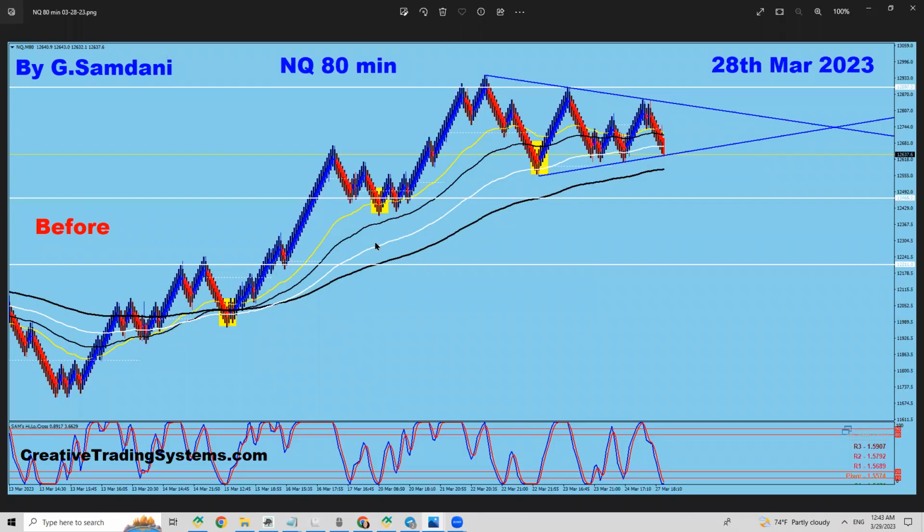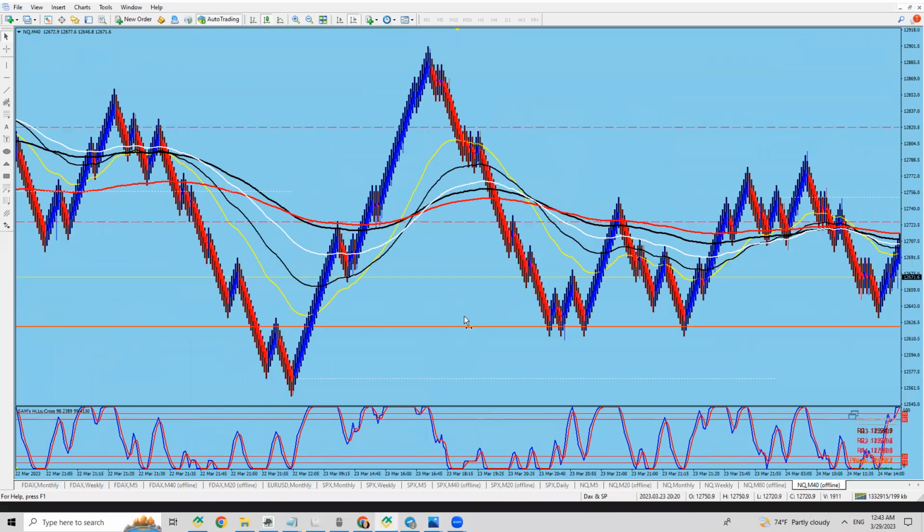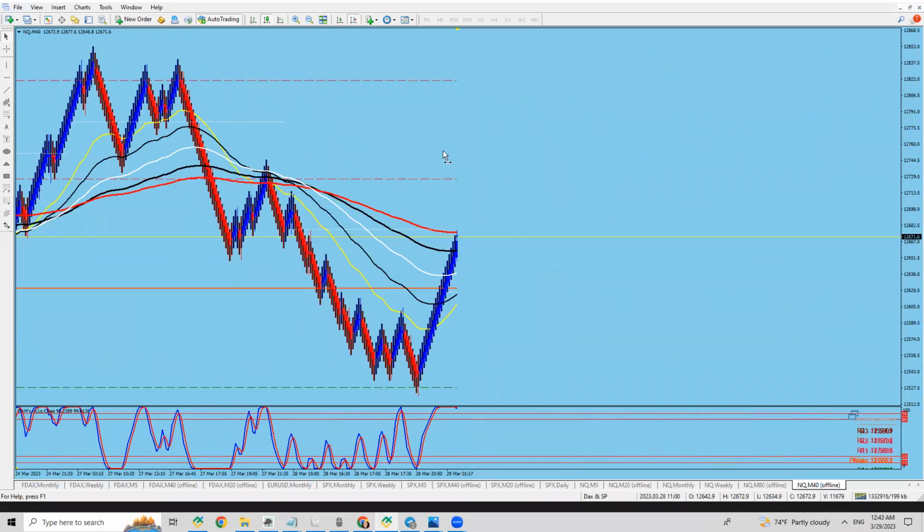You can also trade this 80-minute chart. This was my Creative Trading Systems setup, the IV setup, which I call it. Now we can see here that this was a beautiful entry, this was an entry, this was an entry. And even on a smaller time frame, almost half of this one, this is the Nasdaq 40-minute chart I have, and this is how it is moving.